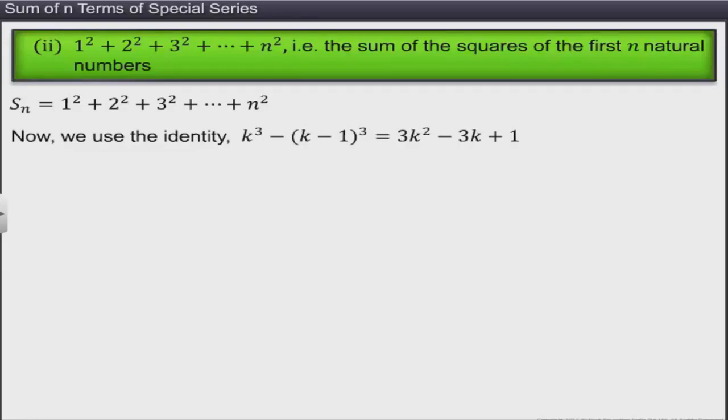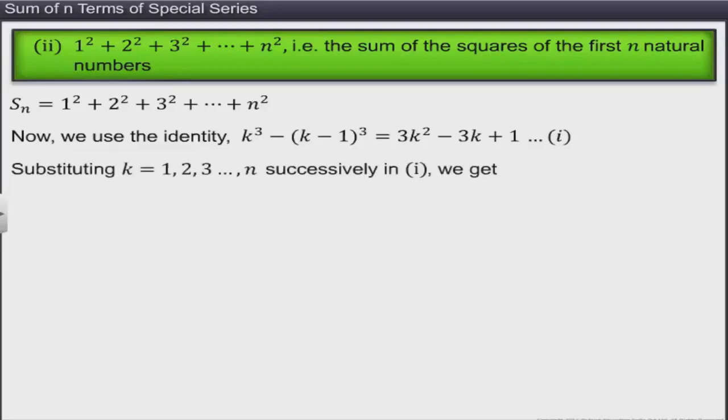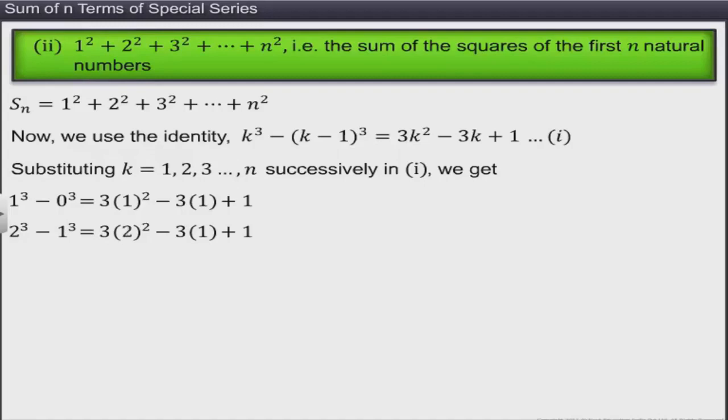Substituting k is equal to 1, 2, 3, and so on up to n successively in equation 1, we get 1 cube minus 0 cube is equal to 3 into 1 square minus 3 into 1 plus 1. 2 cube minus 1 cube is equal to 3 into 2 square minus 3 into 2 plus 1. 3 cube minus 2 cube is equal to 3 into 3 square minus 3 into 3 plus 1. We get the subsequent terms in a similar fashion.